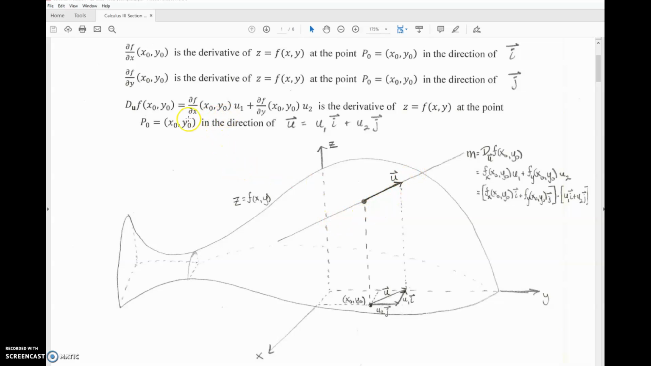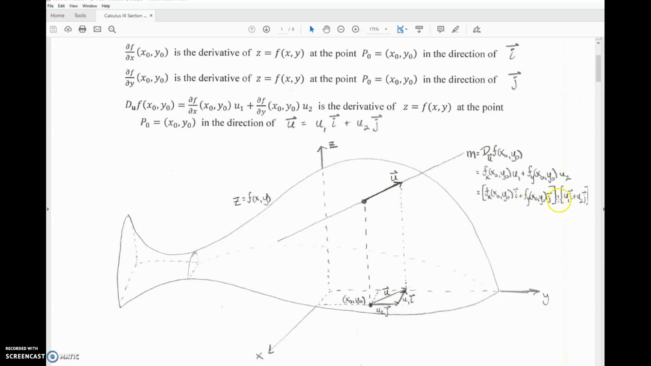So the notation is D sub u of f. We say the derivative of f in the direction of u is the partial of f with respect to x times u1, which is the i component of the vector that gives the direction, plus the partial of f with respect to y times u2, which is the j component of the vector that gives the direction. So in the direction of u, that's how you compute the directional derivative. And you can see I've written those things down right here.